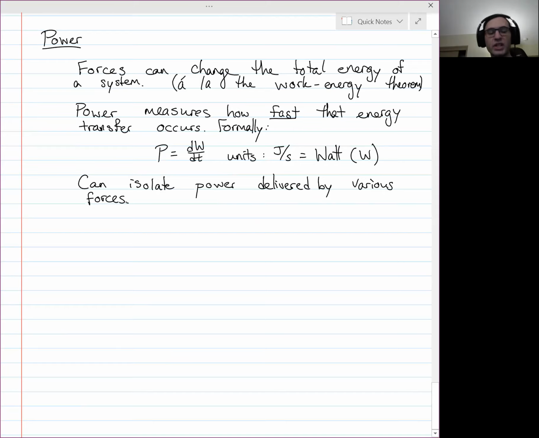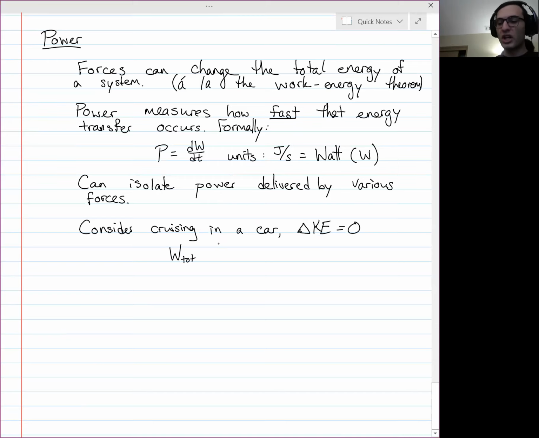And so let's just take an example here. Consider cruising in a car. Like you have your cruise control turned on, and you're just cruising along. In that case, delta KE, i.e. the change in your kinetic energy, which depends only on your speed and your mass, is 0 because your speed isn't changing and obviously your mass isn't changing. So that means that the work done by all the net forces, the total work done is 0, i.e. the total power is 0.